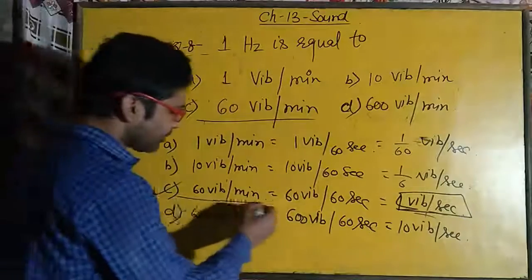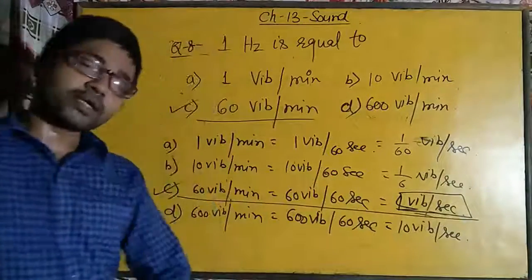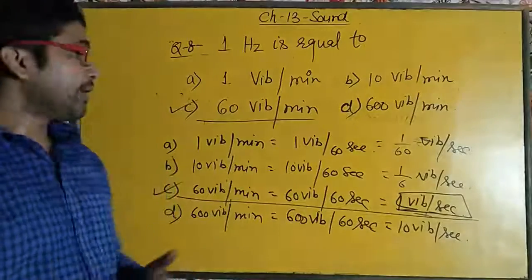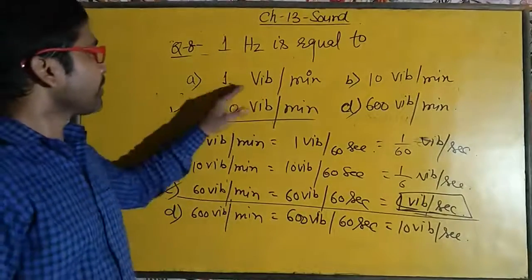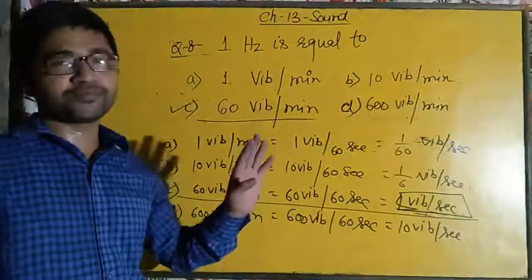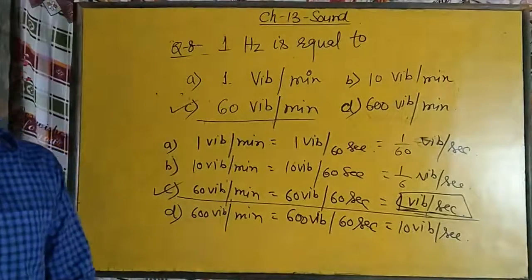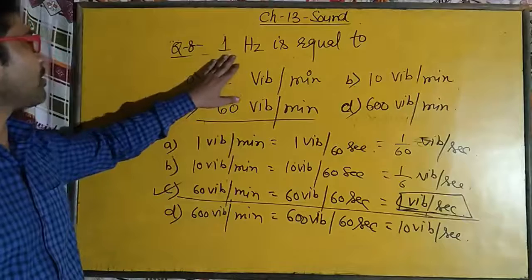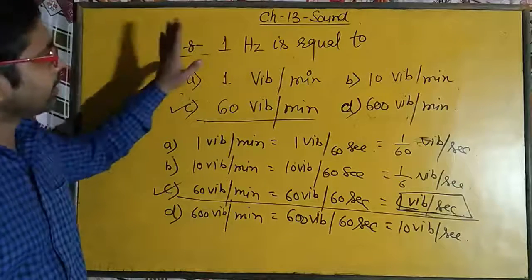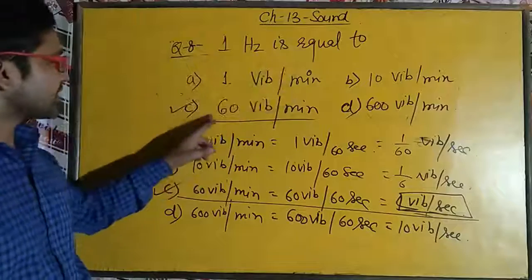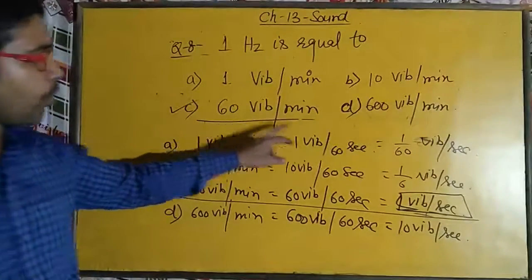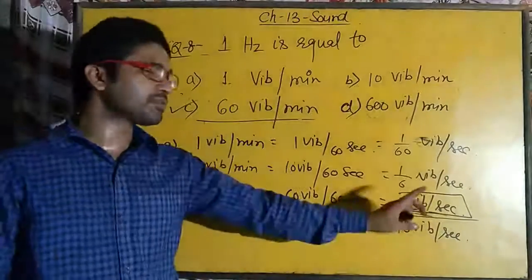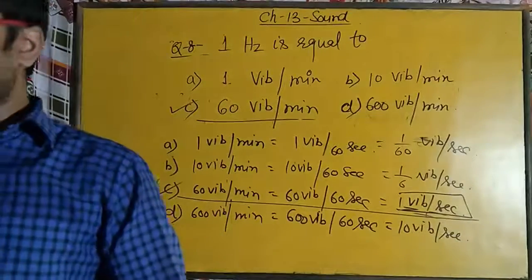You can write this one, but you should try to write about all the options. If you do not check all the options carefully, sometimes there will be a problem. So you should try to check all the options if MCQ type questions are there. Okay, so I hope you understand why option C is the correct option for this question, that is question number 8. The question was 1 hertz is equal to, and the answer is 60 vibrations per minute, or this means 1 vibration per second. So you can write either 60 vibrations per minute, or you can write 1 vibration per second. Yes, so I hope you understand.